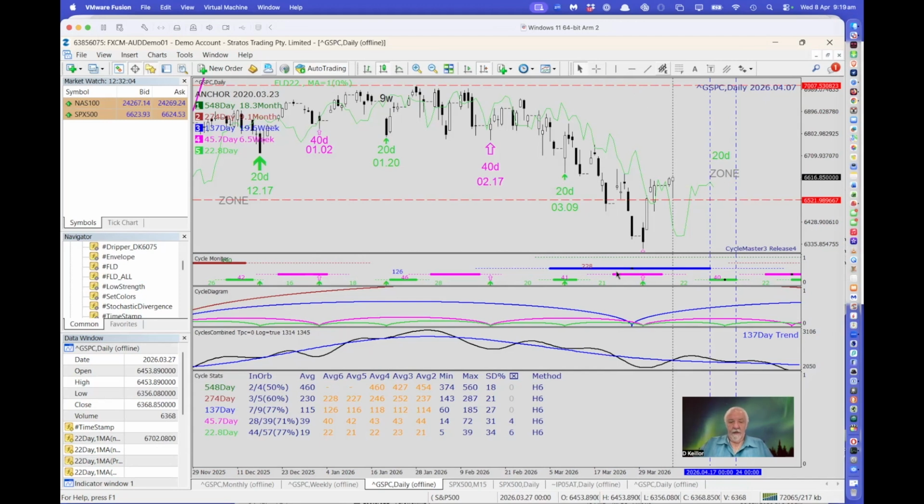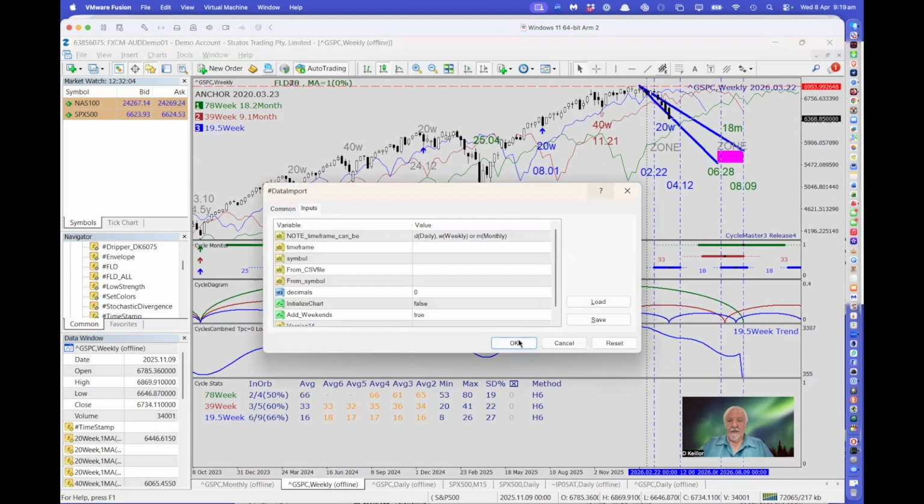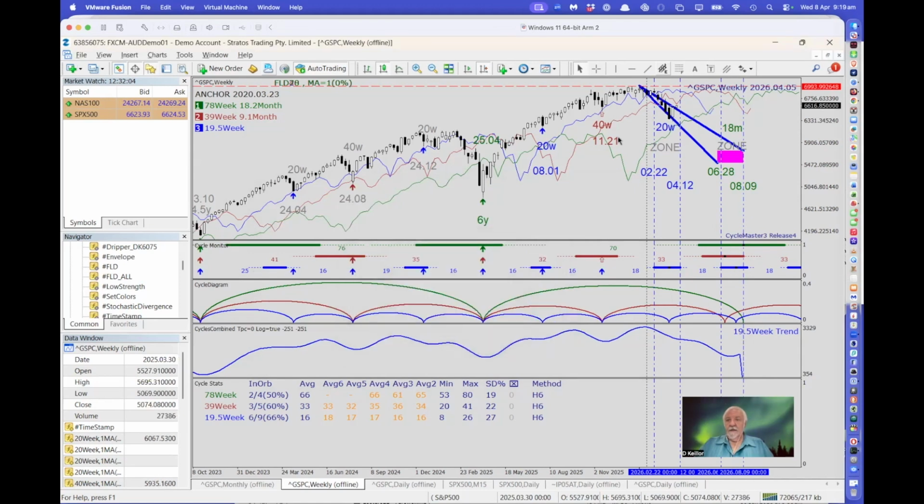We have a quick look at the weekly, and we can do some updating here, bring in some data. I've got a projection on here of where the 18-month low might occur, and therefore this 20-week cycle will push up. The question is, how high will it push up? And then when will it tip over to make the 18-month low? Now, the 18-month cycle is a larger cycle than the 20-week cycle, and therefore it's the boss.